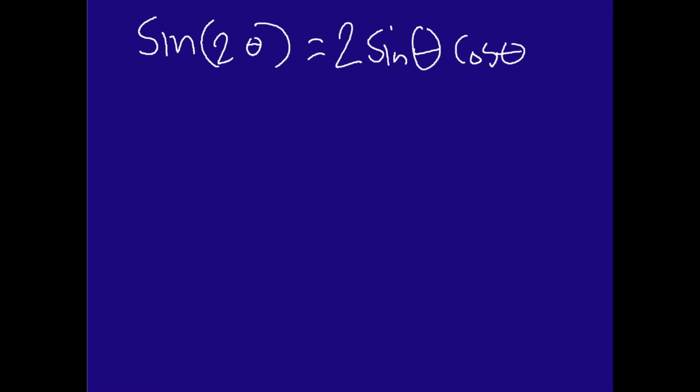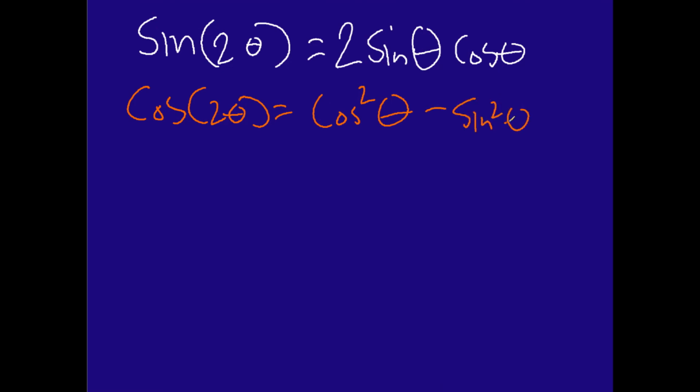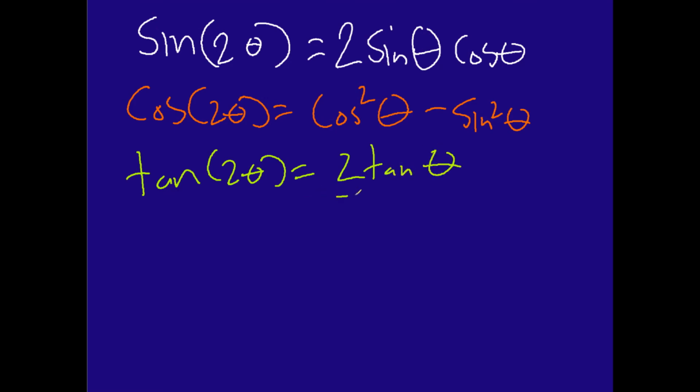If you want to deal with cosine, you have the following. It's cosine 2 theta again, and it equals cosine squared theta minus sine squared theta. And then for tangent, tangent 2 theta again equals 2 tangent theta over 1 minus tangent squared theta. So these should all look familiar. They're like what we did in the past, but slightly different because we have the same a and b here.